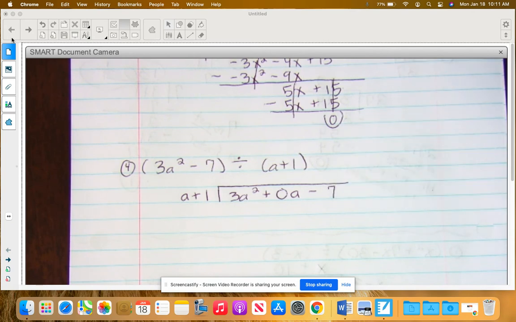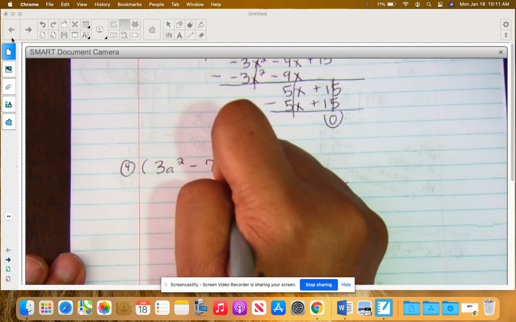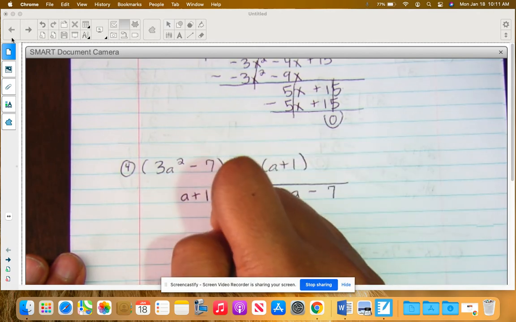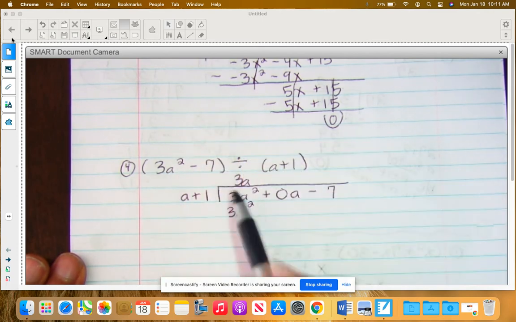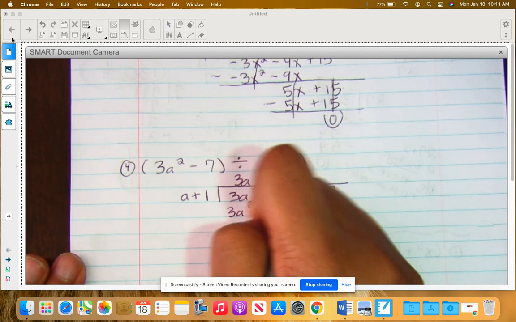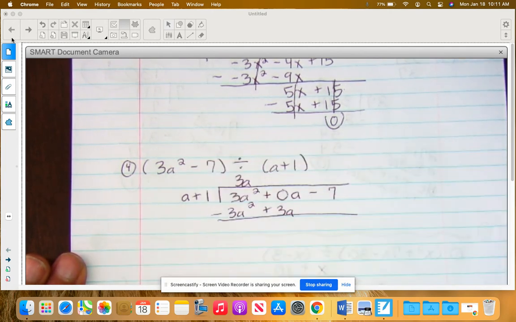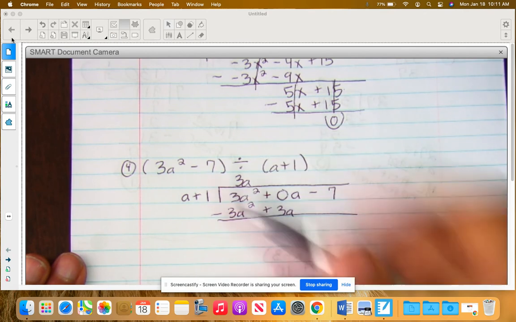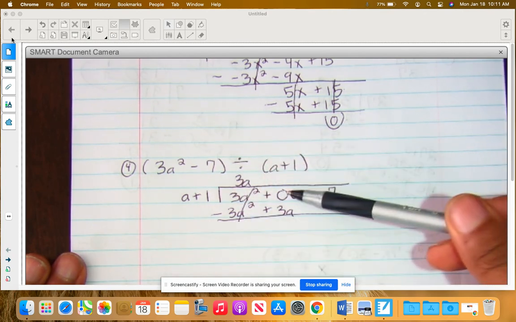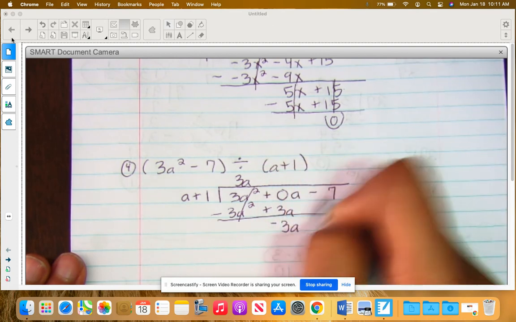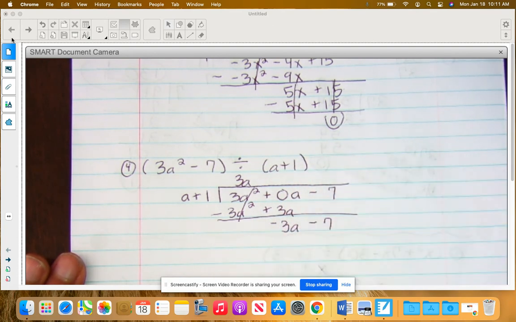So let's divide. A times what gives us 3a squared? That's 3a. 3a times a is 3a squared. 3a times 1 is 3a. Draw the line, subtract. 3a squared minus 3a squared cancels. 0 minus 3 is negative 3. Bring down the minus 7.